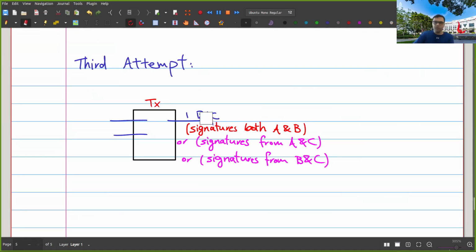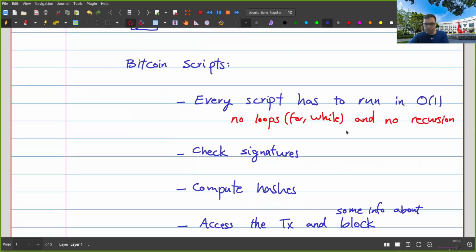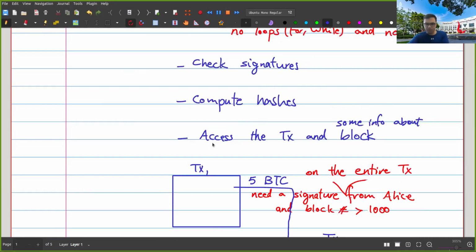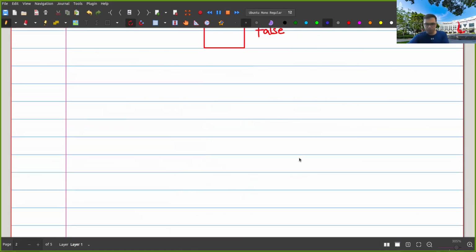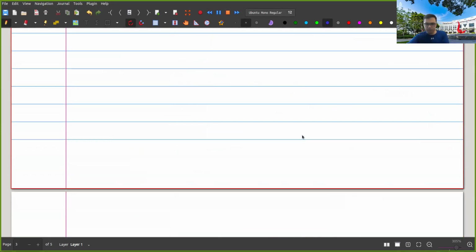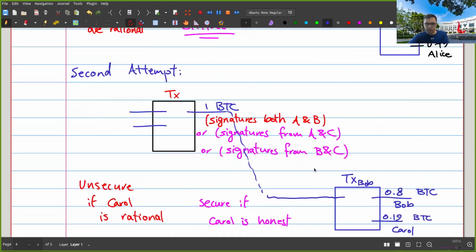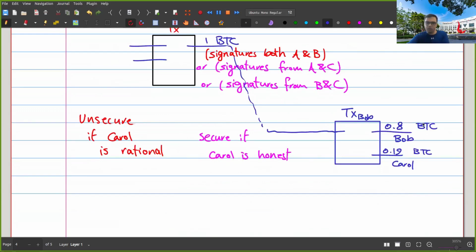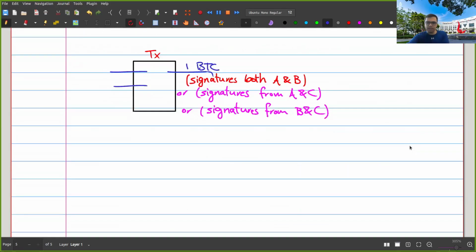So I'm going to say this 1 Bitcoin can be used if you have signatures from both Alice and Bob, or signatures from both Alice and Carol, or signatures from both Bob and Carol. But remember, my script can also access the rest of the transaction, right? So this was one of the things that my script could do. So in my script, I can also say that whatever transaction is using this coin should have only one output, and that output should be only Bob or only Alice, okay?